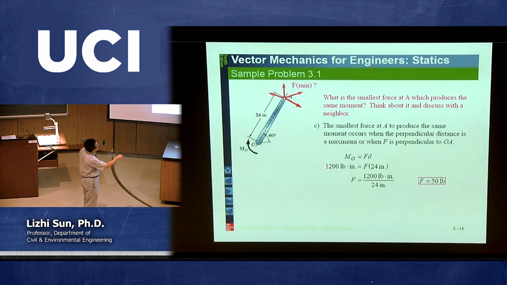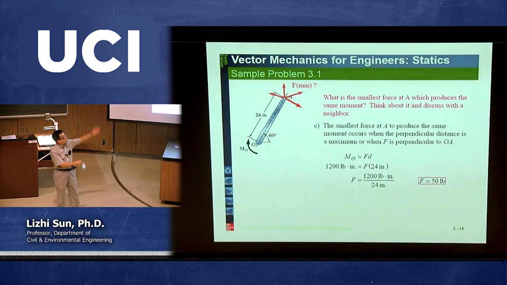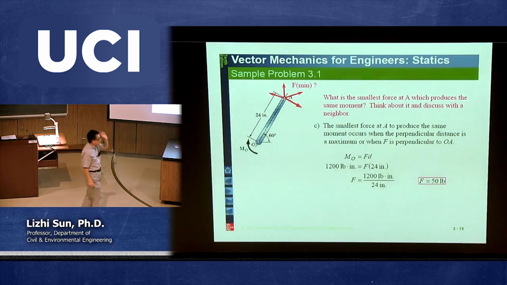So then 1,200 pound-inches equals F times 24 inches, then you can easily get F from this equation, which is 50 pounds. So now you find out the magnitude of the smallest force acting on point A, which is 50 pounds.